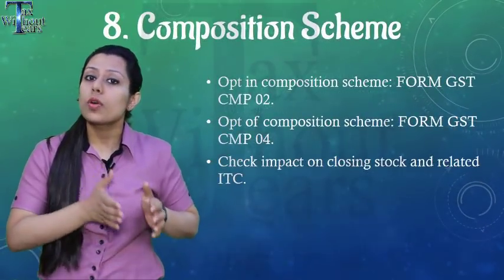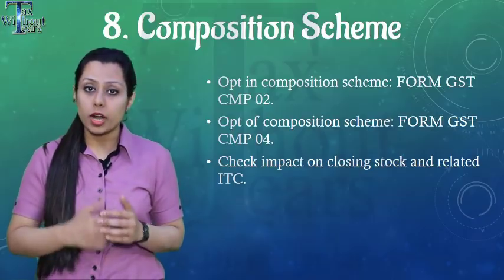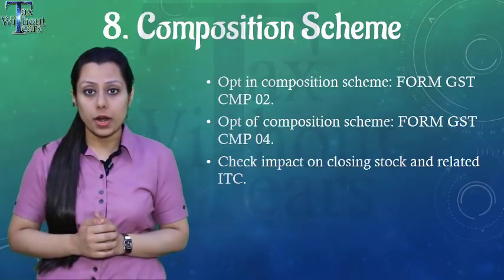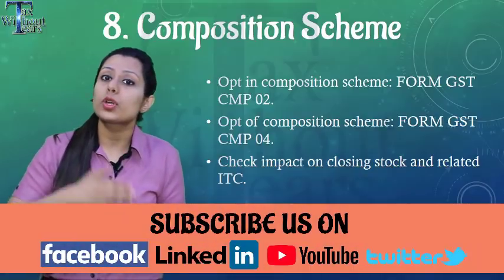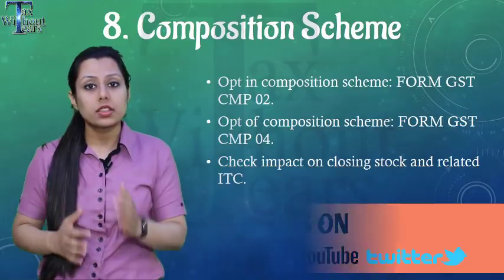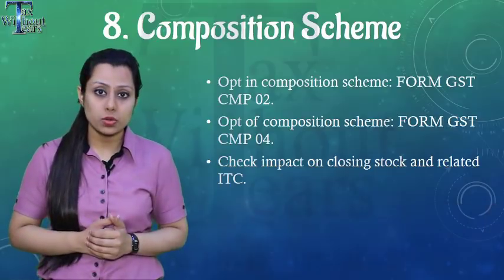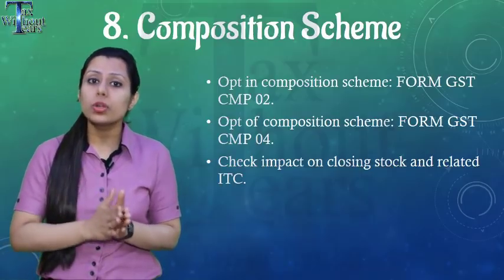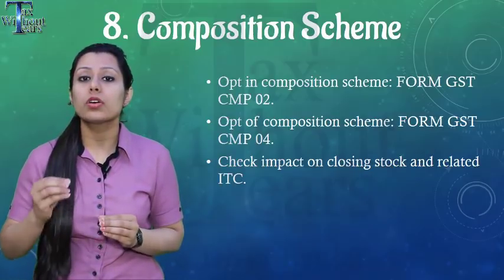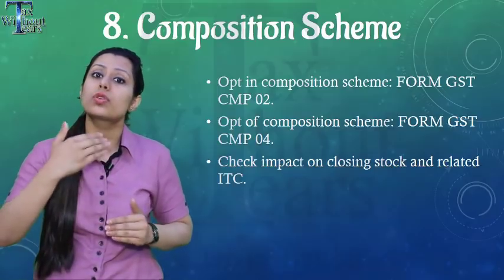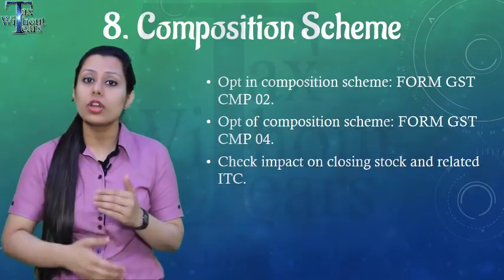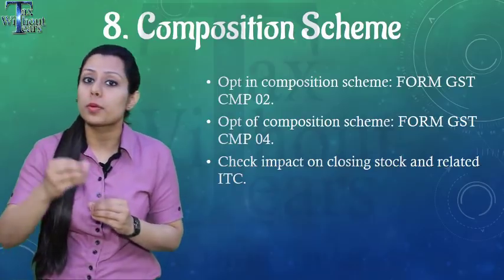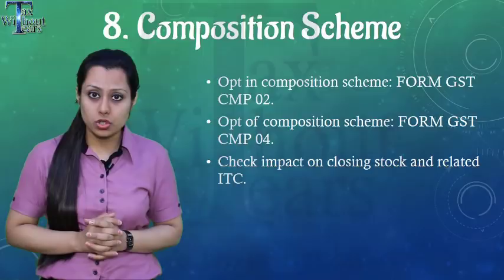If you are already in the composition scheme but you want to opt out of it, then you need to fill Form CMP 04. But for the coming financial year, if you want to go into the composition scheme, then you must fill Form CMP 02. But before filing these two forms, do take into consideration the impact on the closing stock, that is, whether you need to reverse the credit on the closing stock or you need to take the credit of the closing stock, depending upon whether you are opting in or opting out of the composition scheme.